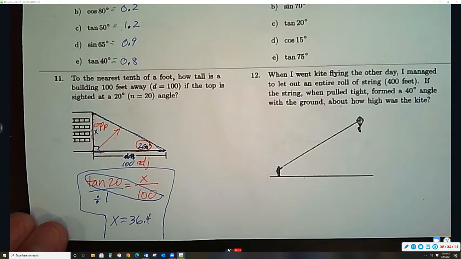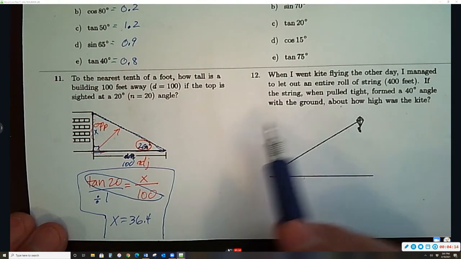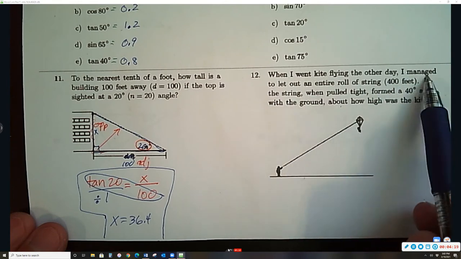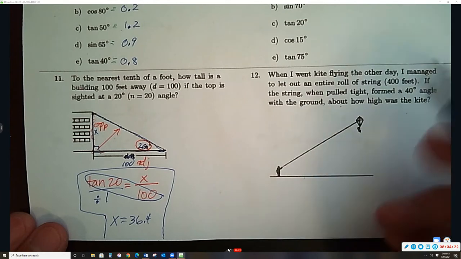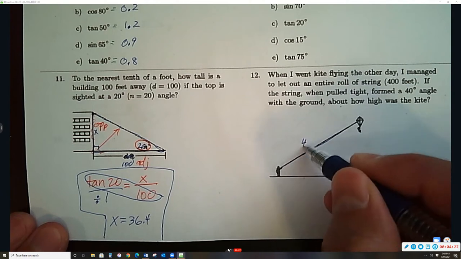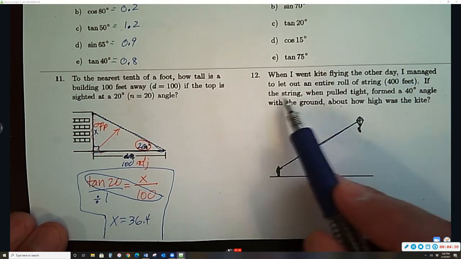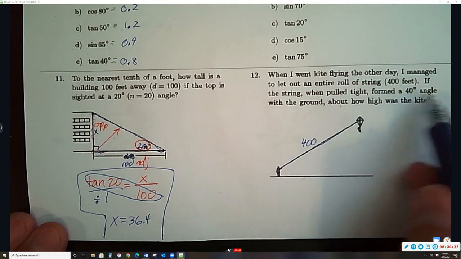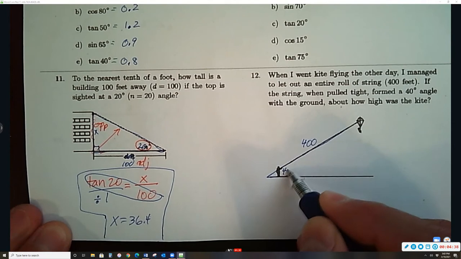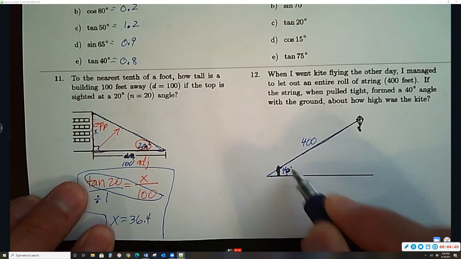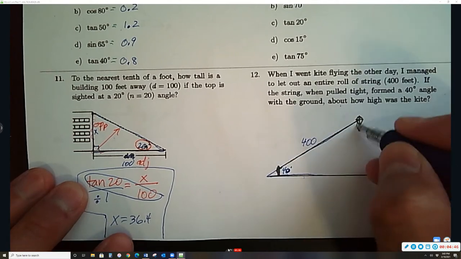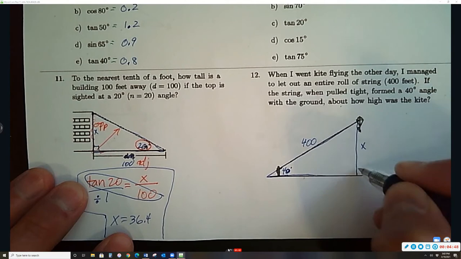Okay. And then number 12, same thing. It says when I went kite flying the other day, I managed to let out an entire roll of string, 400 feet. Well, you guys realize this is the string, right? So that measures 400. If the string, when pulled tight, formed a 40 degree angle with the ground, how high was the kite? So they want to figure out how high up was the kite.